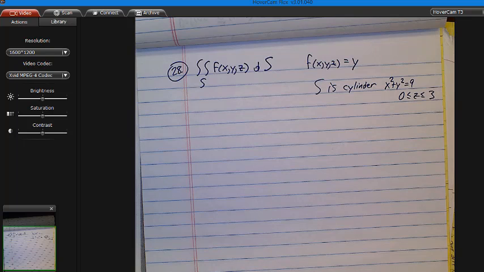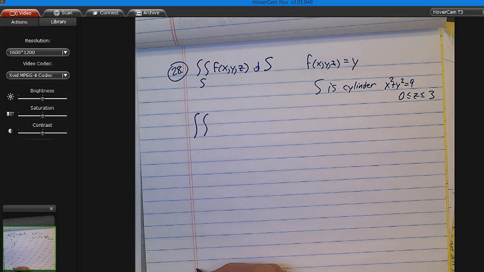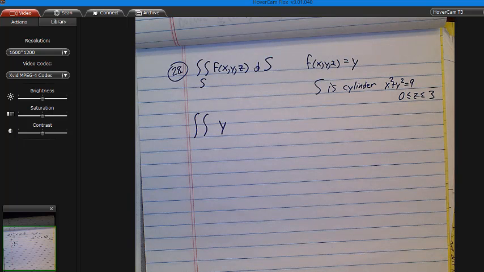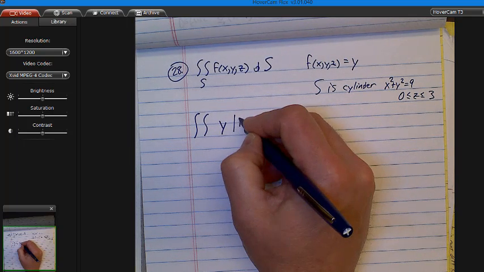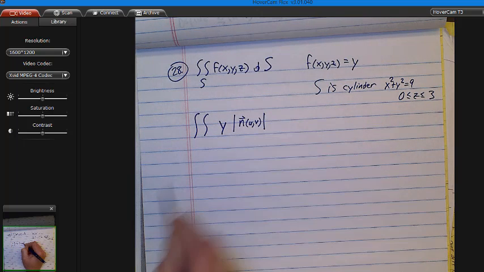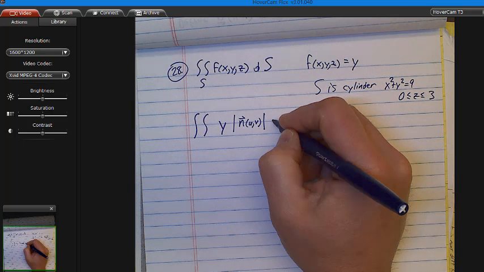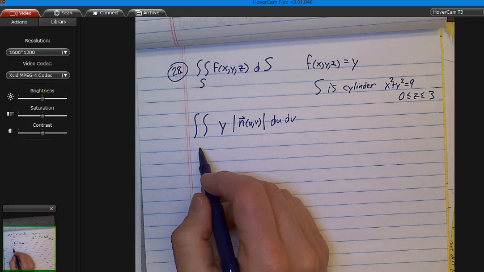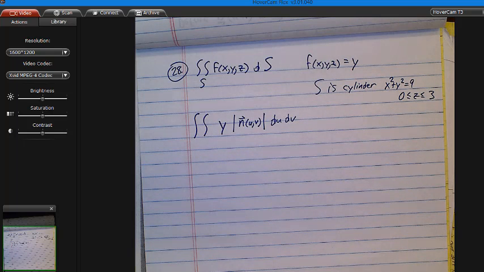Okay. Well, I'm going to do it. I'm going to do double integral. Hey, let's put a y here for now. And now, when I start to do this, I know I'm going to want the absolute value of the normal vector. So I'll have to compute that. And then I can do my du dv or something like that. Okay, let's see if we can make a little bit of progress here.